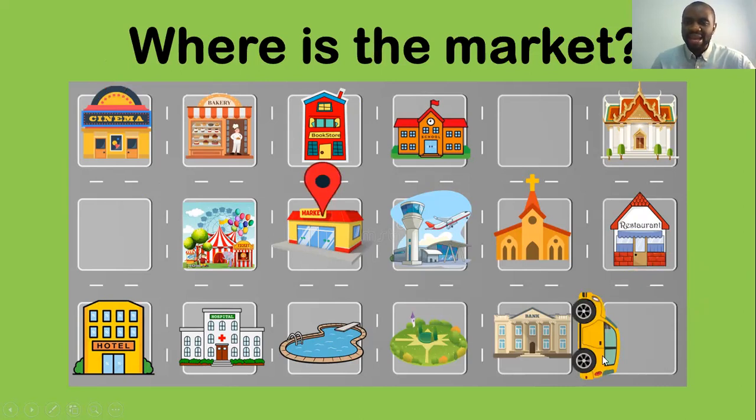Okay, let's see. Where is the market? This is our car. It's here. How do we go to the market? Okay, this is a roundabout. We turn left. Okay, we pass the church. We pass the bank. We pass the airport. We pass the park. We pass a swimming pool. Opposite the swimming pool is the market.